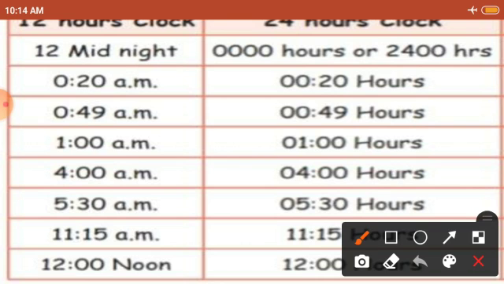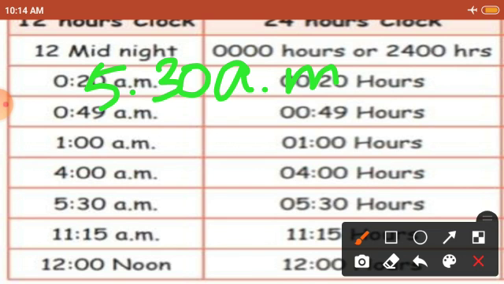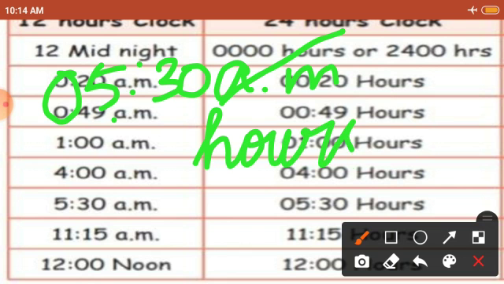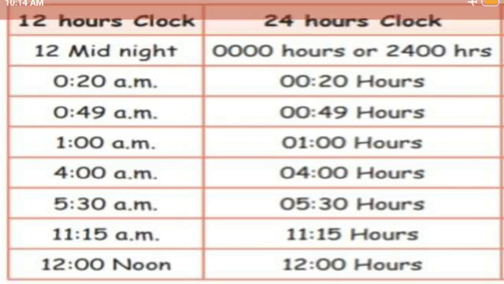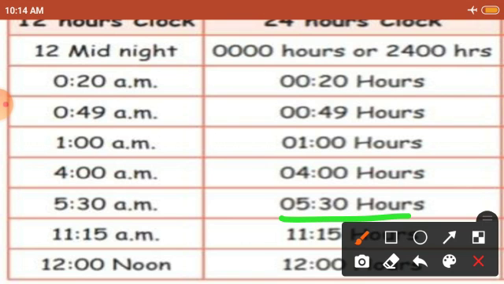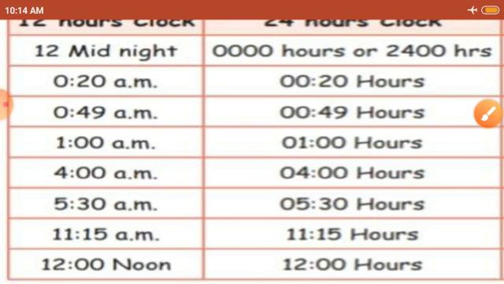5:30 AM. So for this also what will you do? First, you have to remove this AM. Step number 2, what will you do? See the digits. Here you have 3 digits only, and in hours place you have only 1 digit. So before that you have to put a 0. Now see, now what did you get? 05:30. And this is what now? Hours. So you have to mention this as hours. So the answer is 05:30 hours. Let's see the next one.